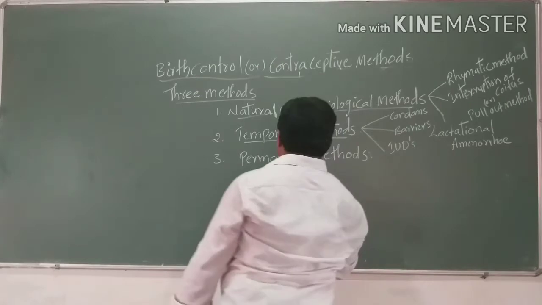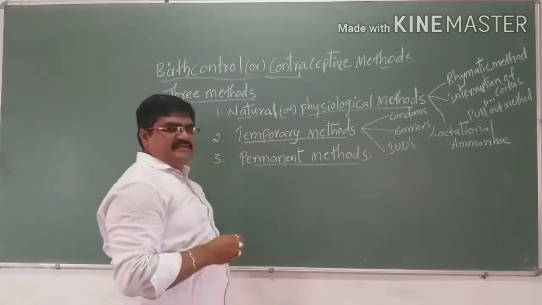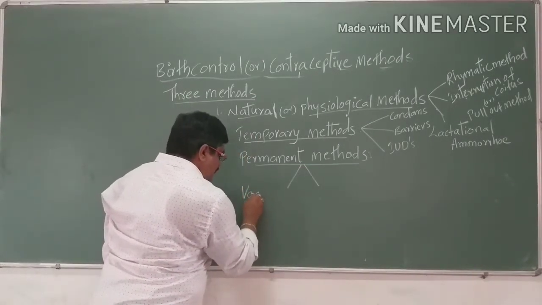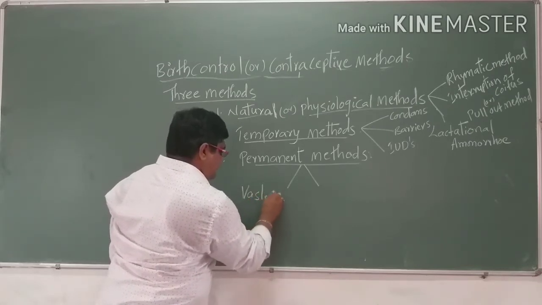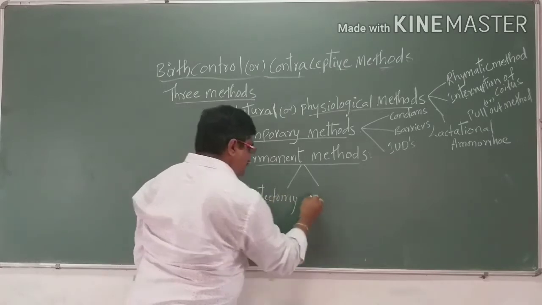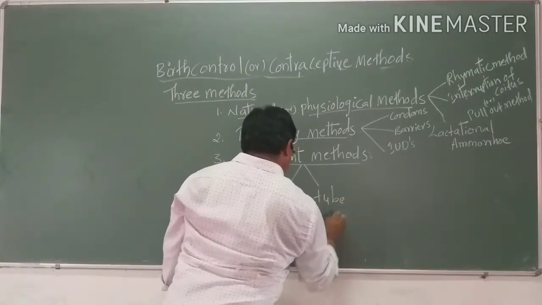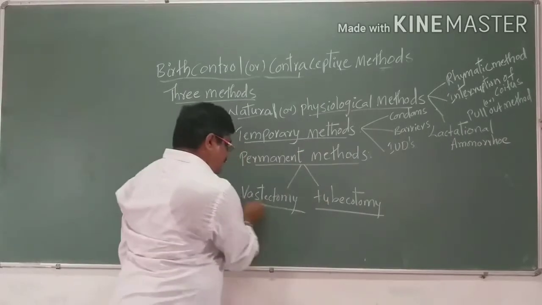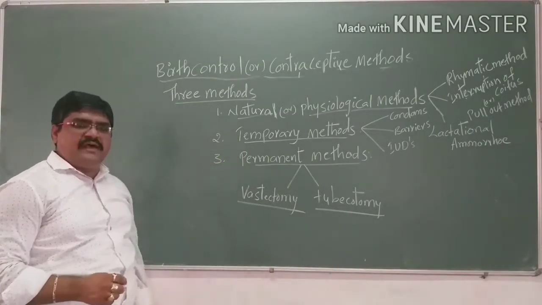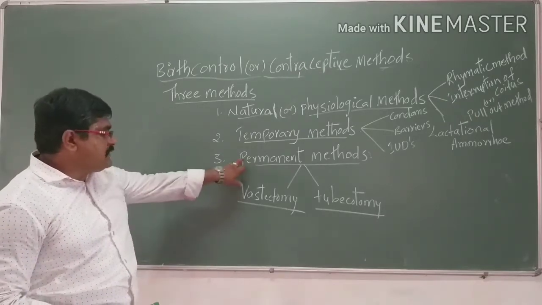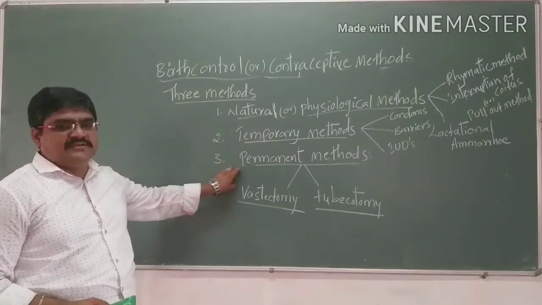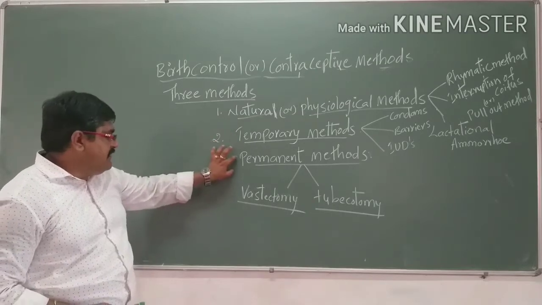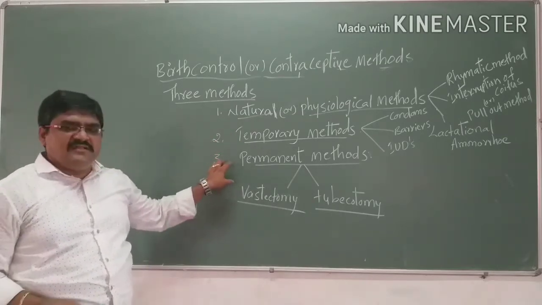And the permanent methods, permanent means they are fixed. There are two types. One is vasectomy, and the second one is tubectomy. So these are the two permanent methods. So there are three categories: a natural method, a temporary method, and a permanent method. Now we will discuss them one by one.